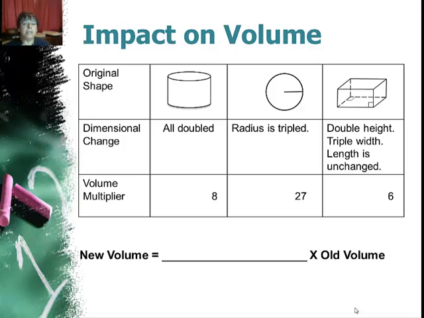Well, let me go ahead and use that double. How could I get the 8 from the double? Well, there are 3 dimensions, and I'm doubling all 3. 2 times 2 times 2 equals 8. When I tripled the radius, I went 3 times 3 times 3, which is 27. Doubling the height is 2. Tripling the width is 3. Not changing a dimension, use 1. So 2 times 3 times 1 is 6.